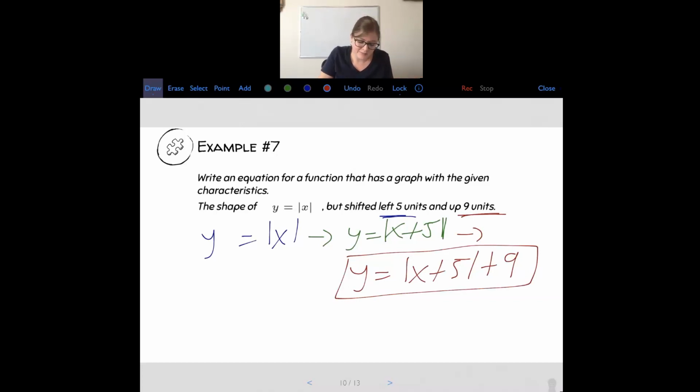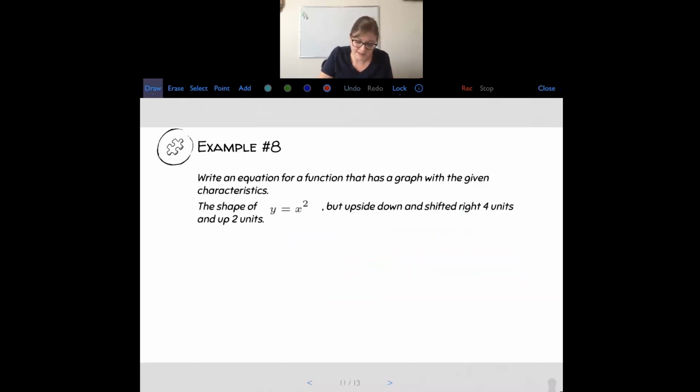Okay, next example. Write an equation for a function that has a graph with the given characteristics: the shape of y equals x squared, but upside down and shifted right 4 units and up 2 units. Okay, so we have y equals x squared as our parent function. Okay, upside down, so if it's upside down, it's been reflected across the x-axis. Okay, so reflect x, so that means we have y equals -x squared.